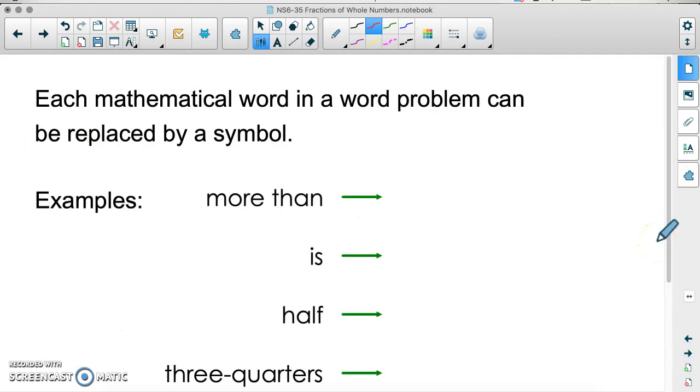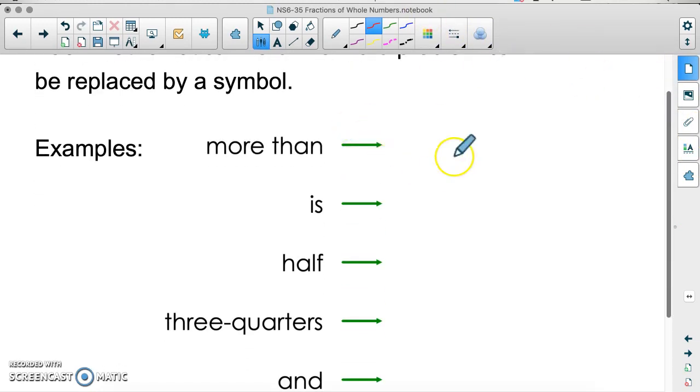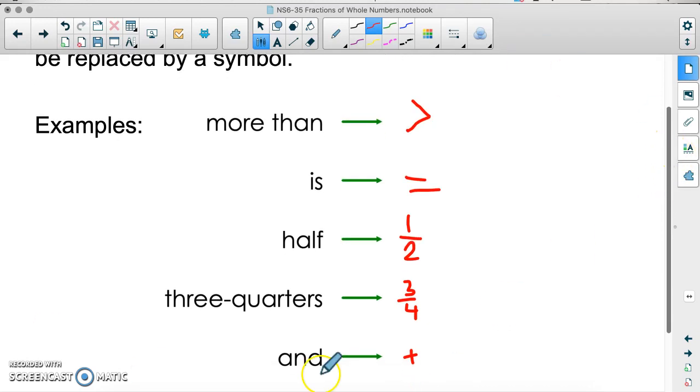Now, we can also solve word problems. Each mathematical word in a word problem can be replaced by a symbol. So we have a symbol for more than. Our symbol for more than we know is the alligator mouth. The symbol for is your equal sign. The symbol for half is 1/2. 3/4 would be 3/4. And the symbol for and is a plus sign. So we're going to remember these symbols now as we solve the word problem on the next slide.